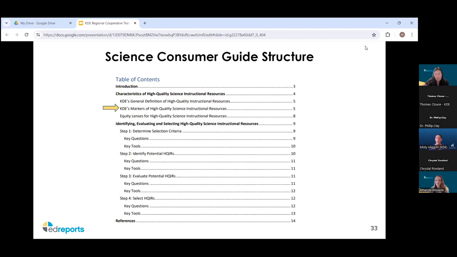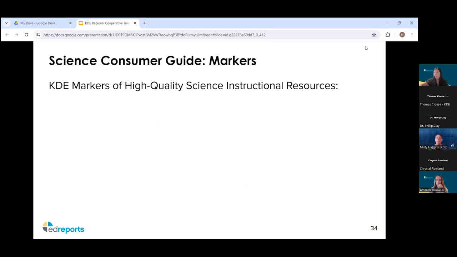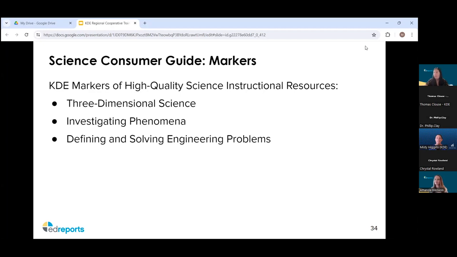Now, the markers that you're going to look at in just a minute were drafted through a back and forth collaboration between KDE science consultants and EdReports, and they're based on the Kentucky Academic Standards for Science, as well as the instructional resource alignment rubric that's linked later in the consumer guide. Within this section, you're going to see the four markers that we ultimately landed on. Those include three-dimensional science, investigating phenomena, defining and solving engineering problems, and access to standards for all learners. For each marker, the consumer guide includes some explanatory text as well as some bulleted considerations.